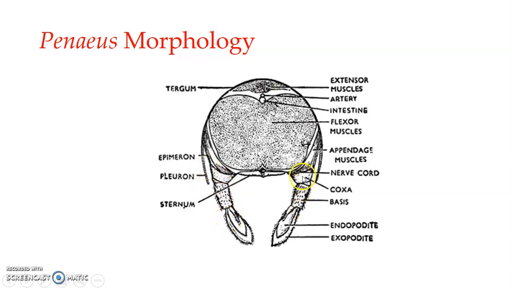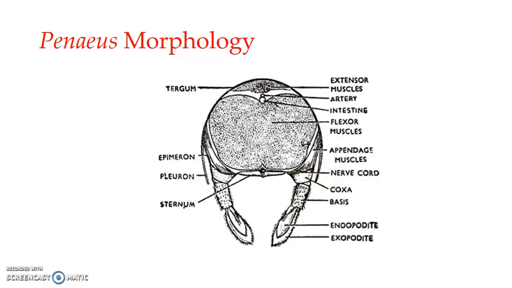Here you can see the base is the coxa, the proximal part. Okay, this is where the appendage starts. The proximal part is known as the coxa, then comes the basis, and then the two rami, that is two branches, you can say, the endopodite and exopodite. So this is the basic structure of an appendage, of any appendage on Penaeus.